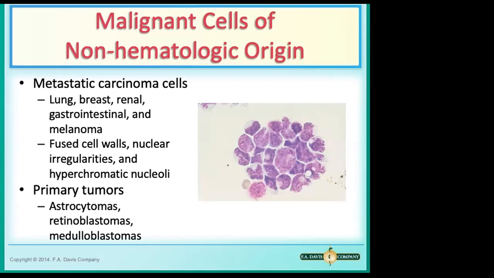astrocytomas, retinoblastomas, and medulloblastomas as well. These are a little bit more difficult cells that you tend to encounter. This picture shows you a set of medulloblastoma cells. They come in clusters. They have nuclear irregularities, and they usually come in a rosette formation. It forms a little flower because they come in clusters. So they resemble flowers or rosettes.